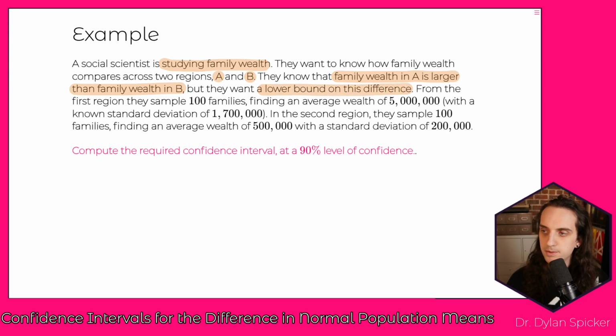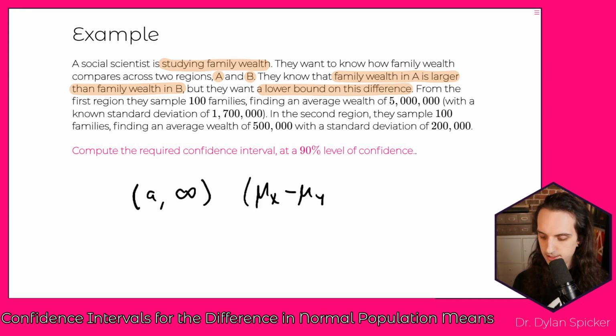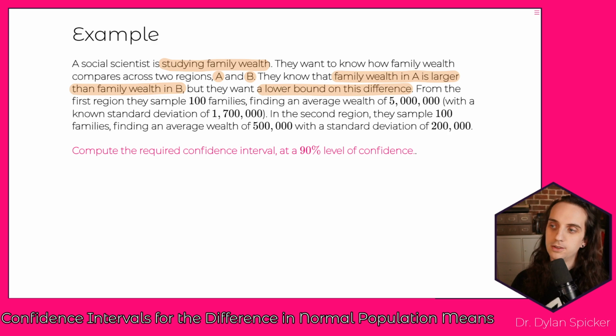They want to be able to say that A minus B is going to be some positive value. We don't really care what the upper bound of that difference is, but we want to estimate the lower bound. So what they're actually asking for is an interval that's going to look something like A up to infinity. This is going to give the difference between, say, mu x minus mu y. They want to put this difference into that interval, and so what they're looking for here is a one-sided confidence interval.